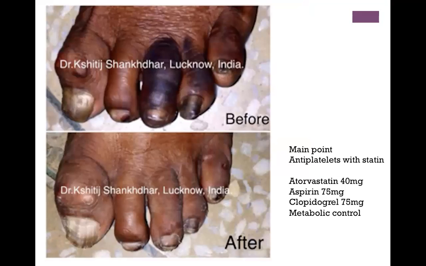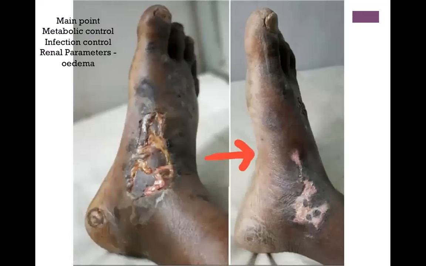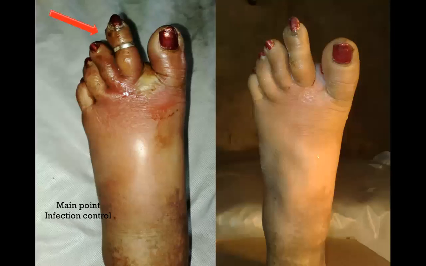The main factors which contributed in healing were antiplatelet therapy with statin, atorvastatin, aspirin, clopidogrel, and good metabolic control. Similarly, in this case, as I had shown earlier, debridement was avoided. Antiplatelet therapy with statin, aspirin, clopidogrel, and good metabolic control helped us to prevent the amputation. In this case, metabolic control, infection control, renal parameters were managed to control the edema, and the lesion was healed and amputation was prevented.